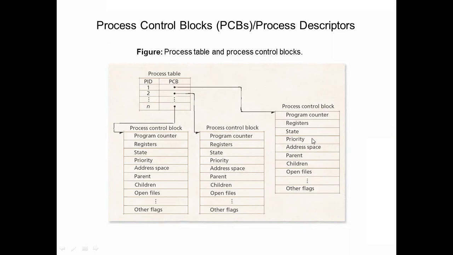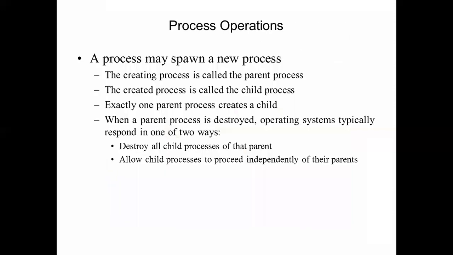As there are a number of processes running, you have this connectivity with the help of the process table. The process table has an interface with the process control block, and each process control block holds the information about the process: program counter, register, state, priority, address space, parent, children, and so on.